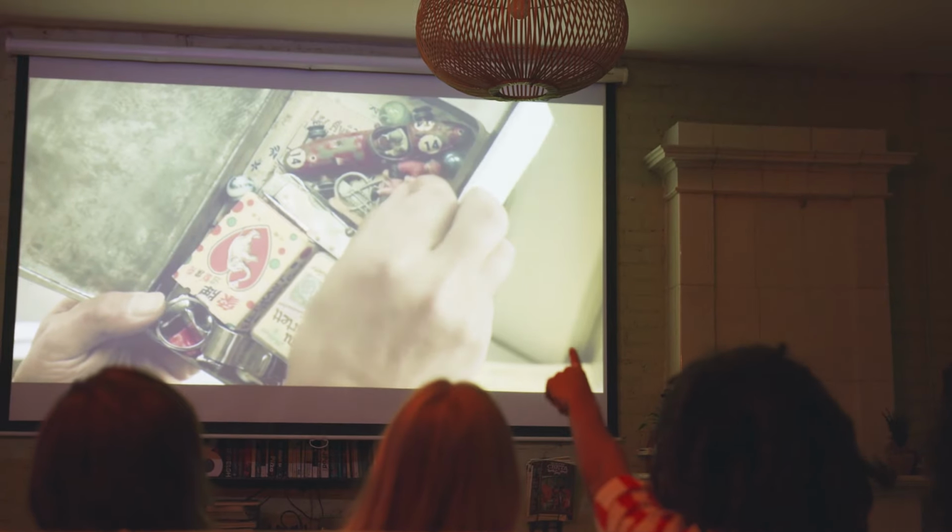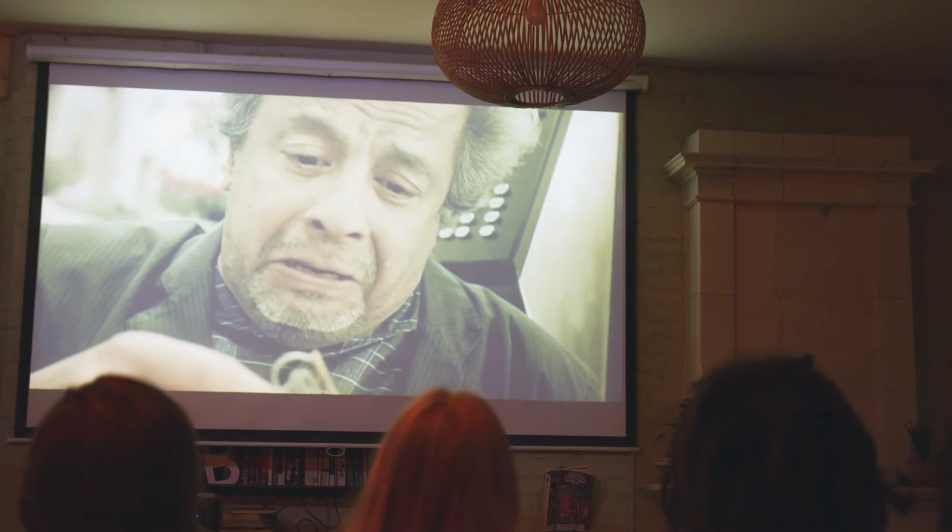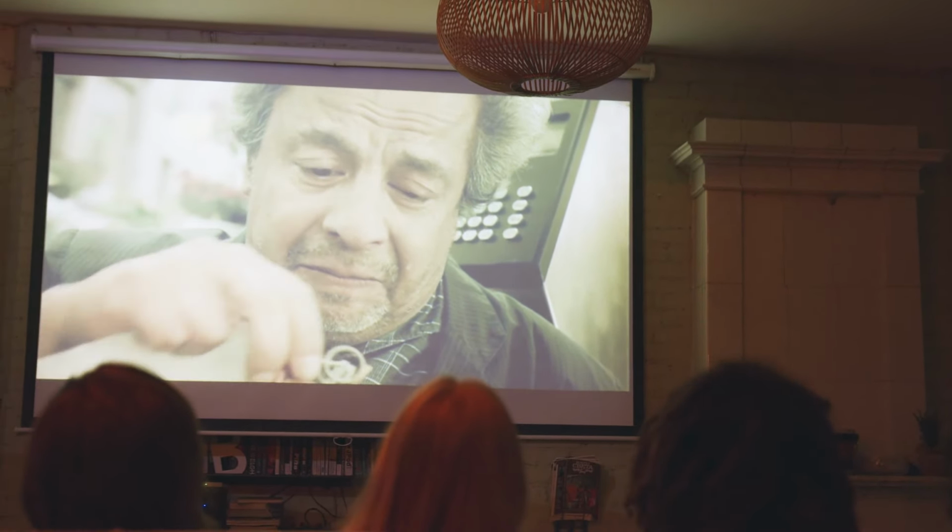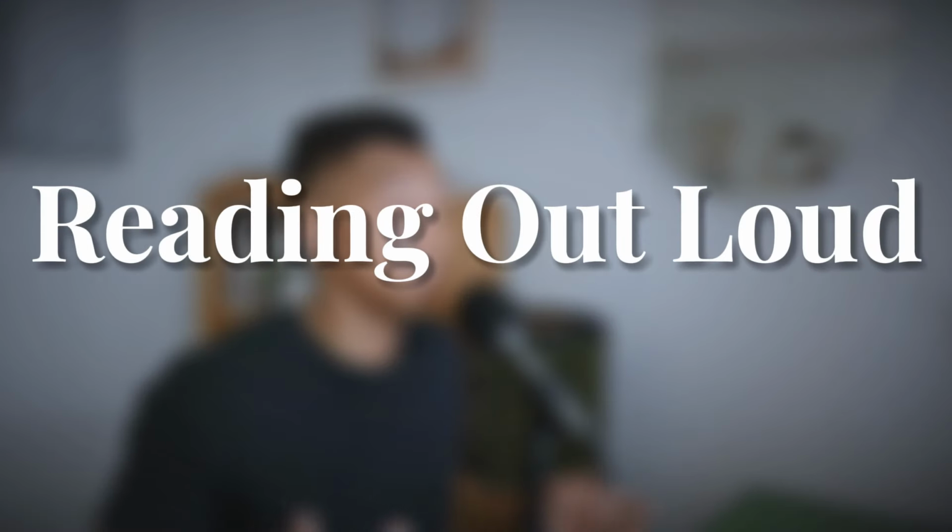You're not going to understand anything, and it's going to take you a very long time to make any sort of progress. Make sure that you understand the majority of the media that you're consuming. That means that it's at your current level, and you'll slowly progress and build up to higher levels as your vocabulary expands. This leads to the next step, which is reading out loud.